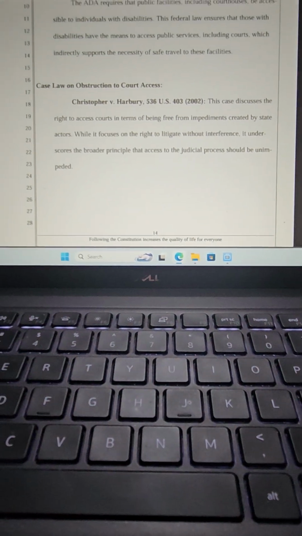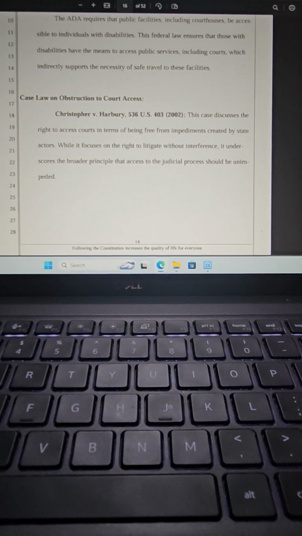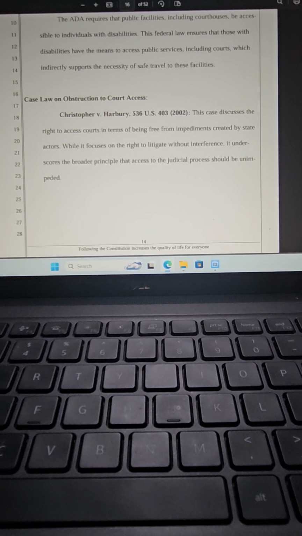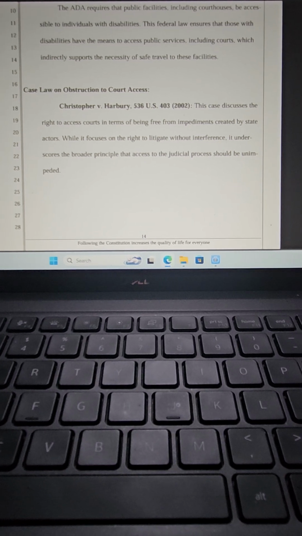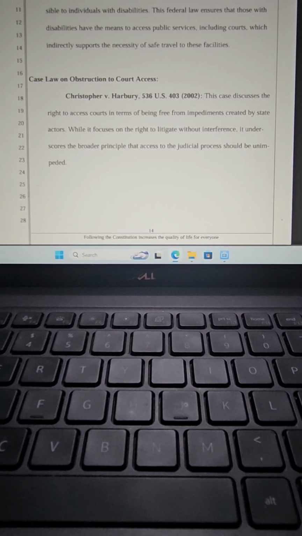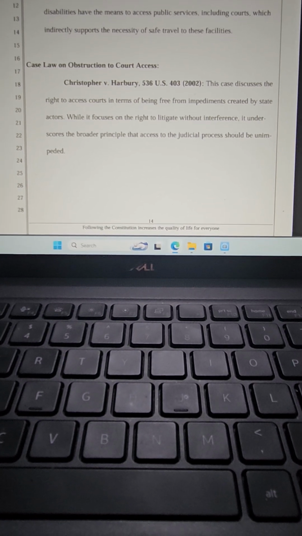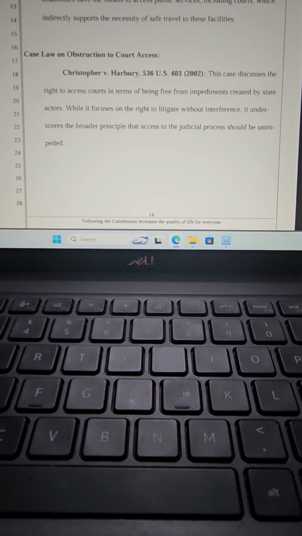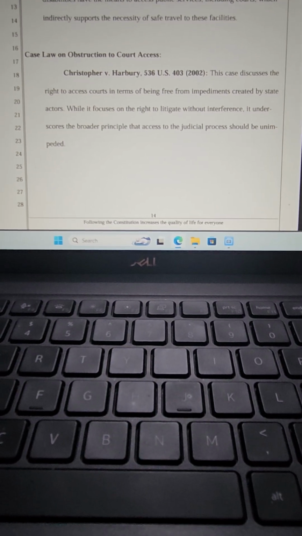Case law on obstruction of court access. You ready for this, motherfuckers? Christopher v. Harbury. This case discusses the right to access courts in terms of being free from impediments created by state actors. That's right, Kevin Siebert, you're a stupid state actor. While it focuses on the right to litigate without interference, it underscores the broader principle that access to the judicial process should be unimpeded, even by stupid-ass, kidnapping, disgusting attorneys that try to file frivolous civil restraining orders to impede my way of getting into the courthouse.